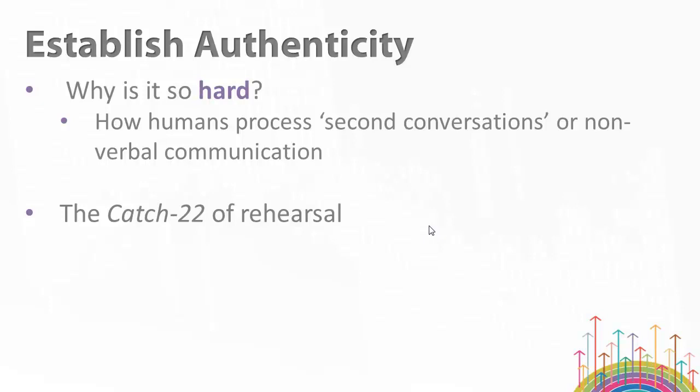Our brains process second conversations, which are nonverbal communications, a little bit differently. If the spoken language and the body language don't match up, the audience is going to respond to the nonverbal every time. And that's why you just can't stand up and tell the truth. Your emotions, your body language, everything has to be in sync, because the way we process things, our words are after the fact explanations of what we just gestured.